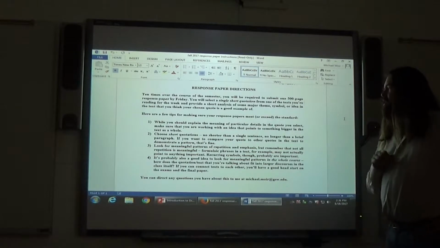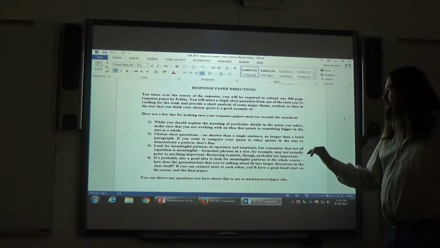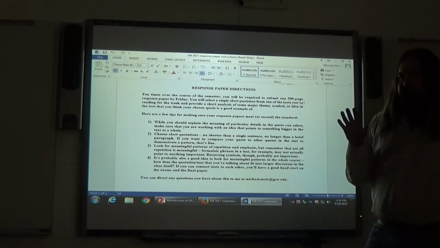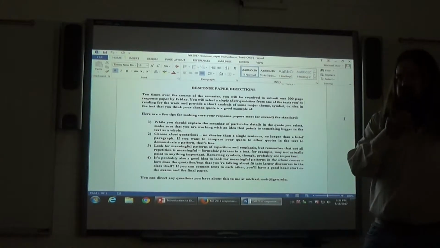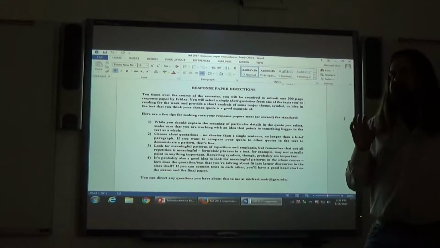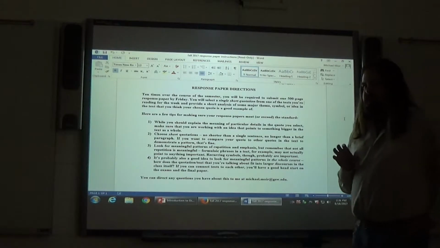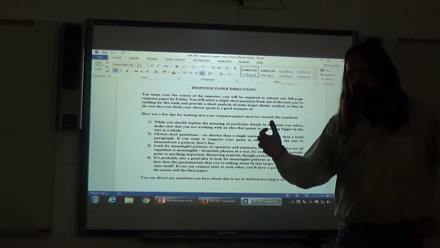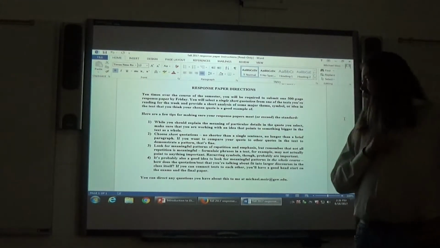You're going to want to look overall for meaningful patterns of repetition and emphasis, but remember that not all repetition is meaningful. Just the fact that something appears more than once doesn't necessarily mean that it's important. So make sure you can argue for the importance of the particular pattern that you think you've recognized.